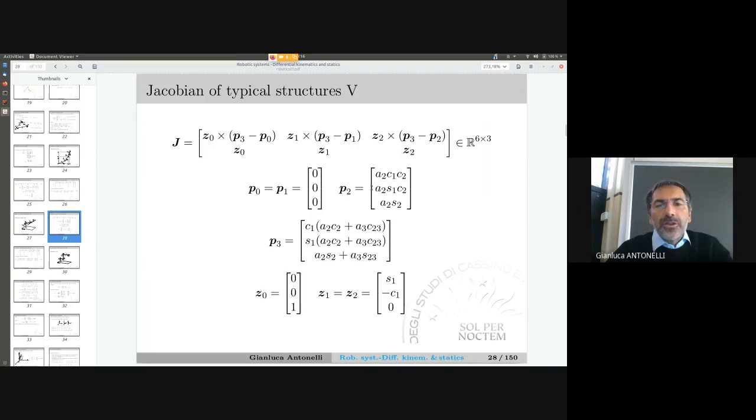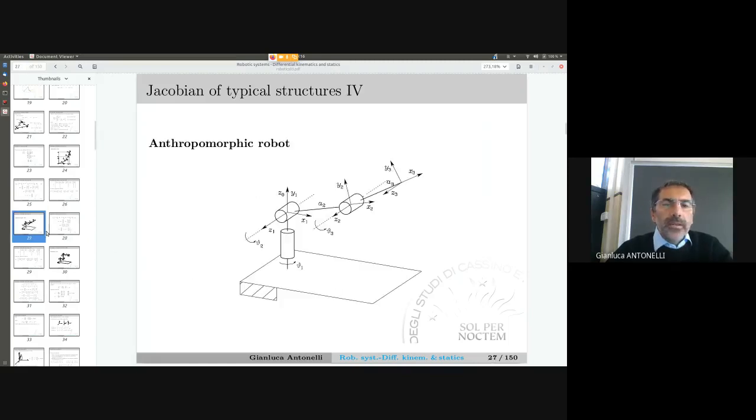Now, the position of the frames is given by those expressions, and the unit vectors of Z are not constant anymore. If I look at the structure, only the first one always stays the same. Okay? The other two change in space. You have to visualize these vectors Z1 and Z2 changing with all the three joints. So they change their position in space.